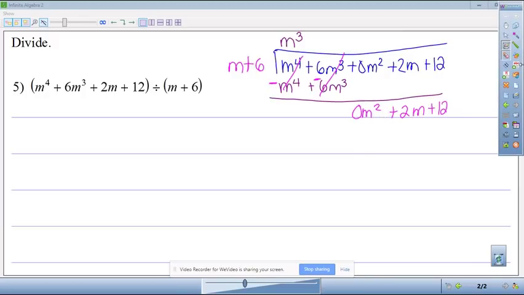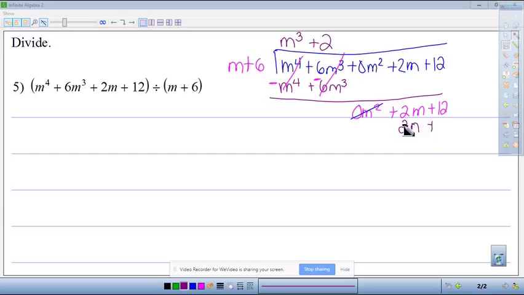So I bring down 0m squared plus 2m plus 12. When that leading term has a 0 coefficient, we're going to go ahead and ignore it and just look at 2m plus 12. How do I turn m into 2m? I do that by multiplying it by a positive 2. So then I get 2m plus 2 times 6 is 12. So I get 2m plus 12. Distribute the negative because I'm subtracting the polynomial. And once again, they cancel out and I'm left with 0. Notice this time my remainder is 0. If the remainder is 0, there is no remainder. So my answer is simply m cubed plus 2.